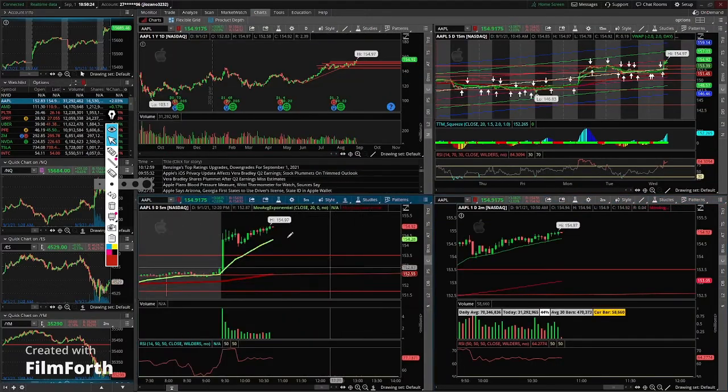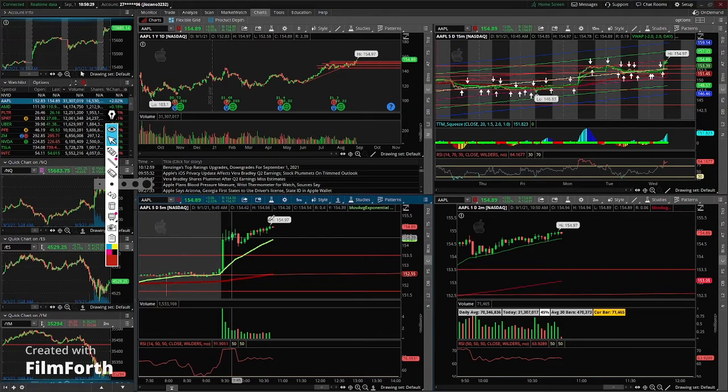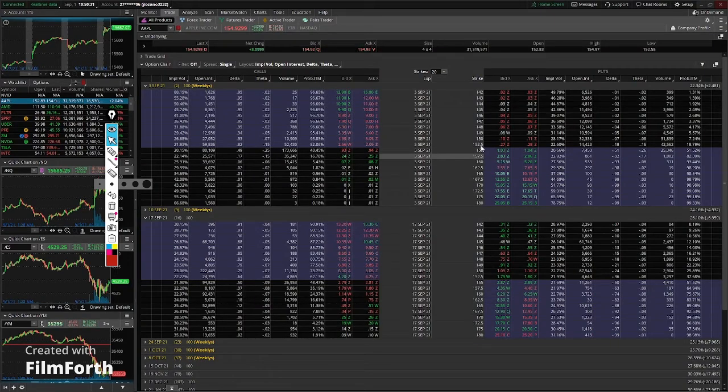All right, Apple went up today. At the bell, it went from 152 to 154, so it made a $2 move, all right? Notice Apple is done in $2.50 increments, all right?